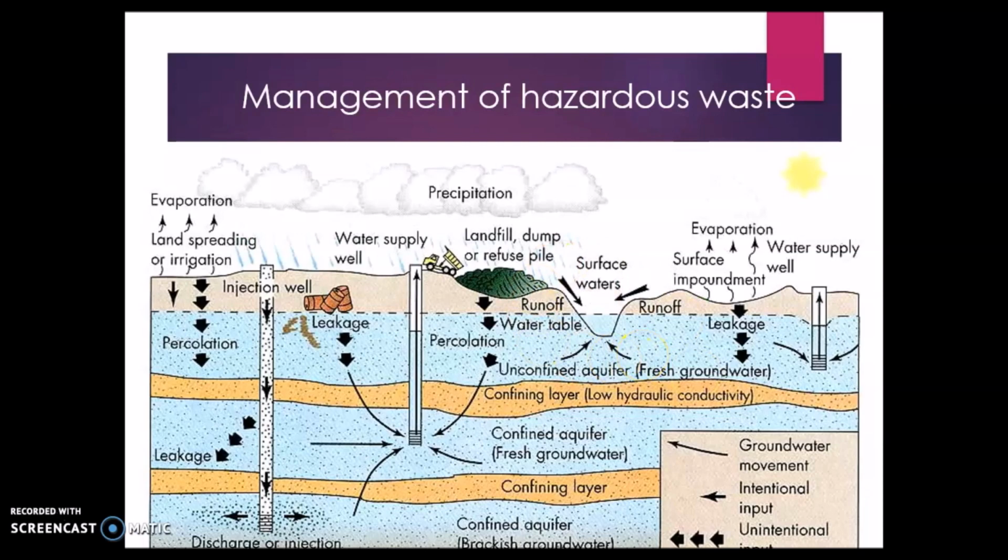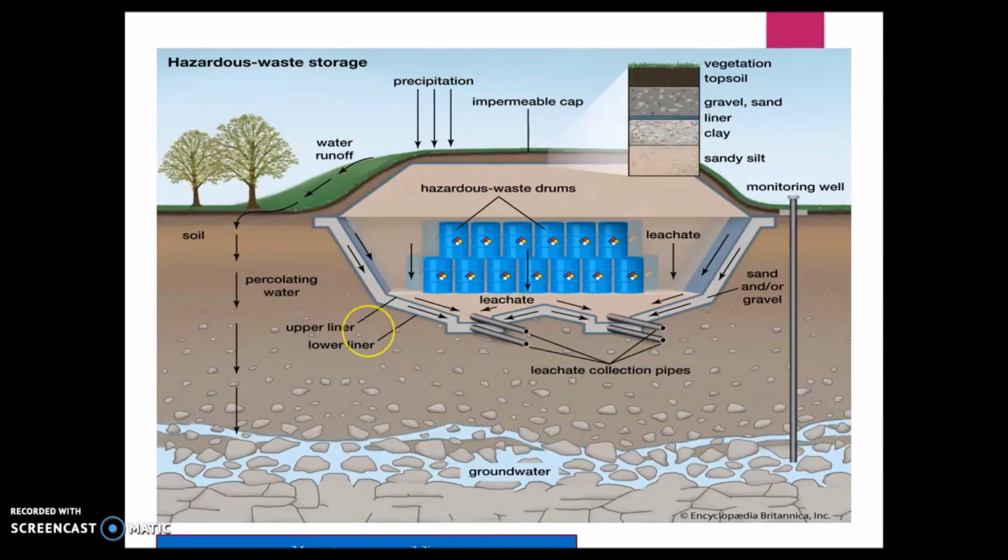This is one of the best diagrams showing the management of hazardous waste, and how it penetrates different layers of the earth as well as groundwater, and how leakage disperses in the soil and groundwater. It also shows how hazardous waste dump cans are stored in the ground, how leachate collection is done by different pipes, and how it is monitored by monitoring wells in the area surrounding the hazardous waste storage.